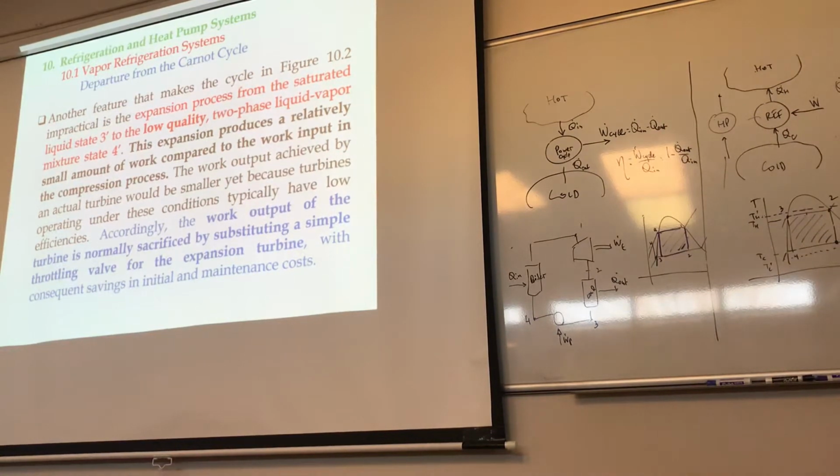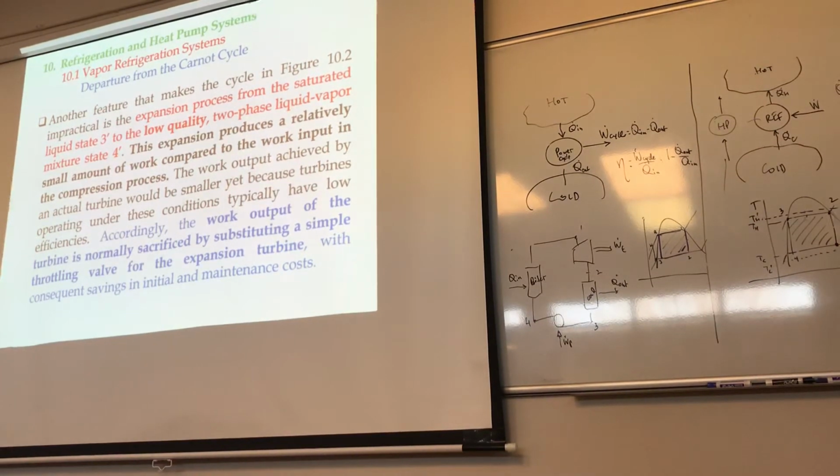liquid-vapor at state 4. This expansion produces a relatively small amount of work, because remember, work is the integral of PDV. When you are very close to the liquid, the specific volume doesn't change very much. So the expansion produces a relatively small amount of work compared to the work input in the compression process, as opposed to when you are on the right-hand side.